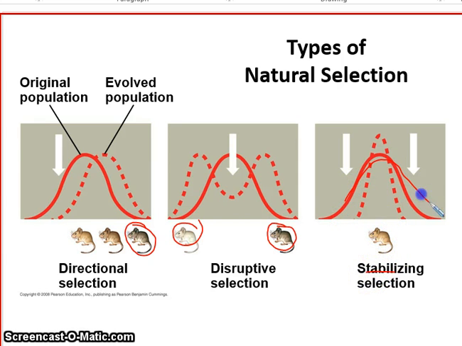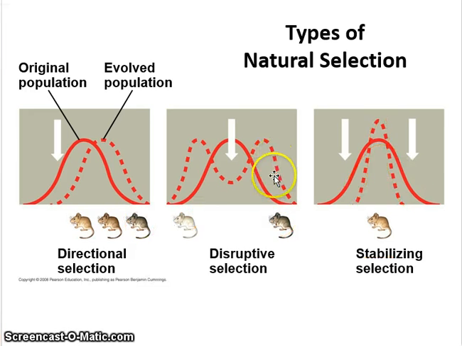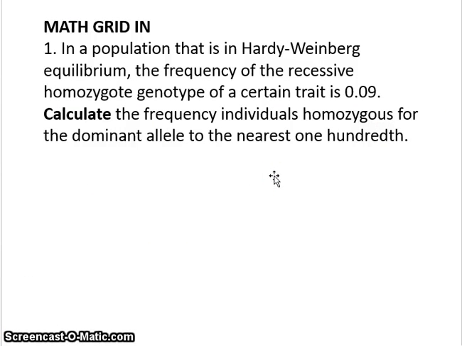The original population looks like this, but nature is choosing, selecting this phenotype to be the most advantageous. The other ones would be picked off fairly easily. So let's look at our math grid-in question here. It tells us the population is in Hardy-Weinberg equilibrium. The frequency of the recessive homozygote genotype of a certain trait is 0.09. Calculate the frequency of individuals homozygous for the dominant allele to the nearest 100th.